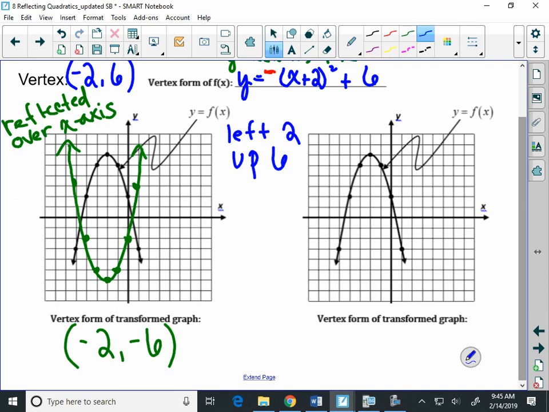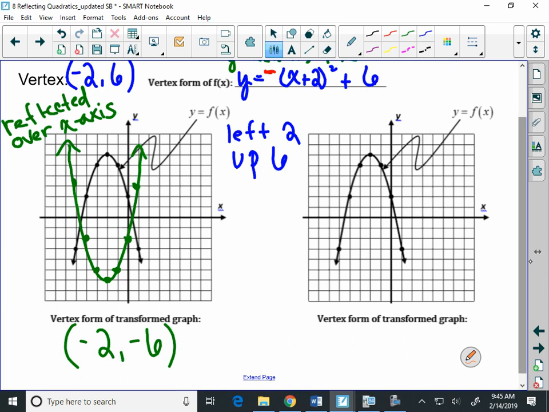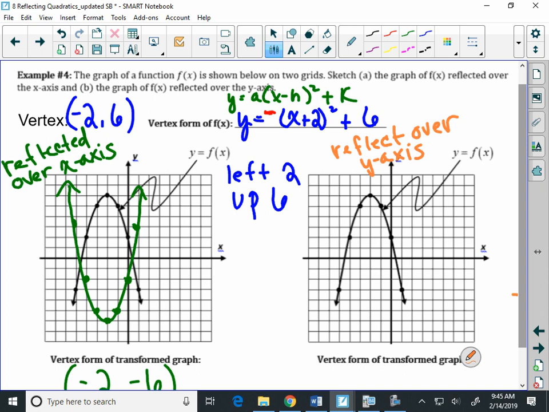Going to do something similar to finish, only this time we're going to reflect it over the y-axis. I'm going to start with the vertex. And then it's all about counting. Our vertex, which is right here, when we reflect it over the y-axis, that orange point is 2 spaces away from the y-axis. On the other side, it's going to be 2 spaces away from the y-axis.